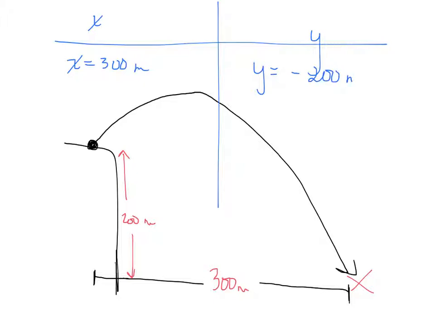This is where our vectors are important. Remember, the object travels down. That's a negative displacement. And let's say in a problem like this, our goal is to figure out the velocity of the object when it's launched.